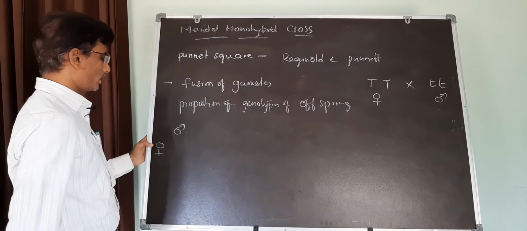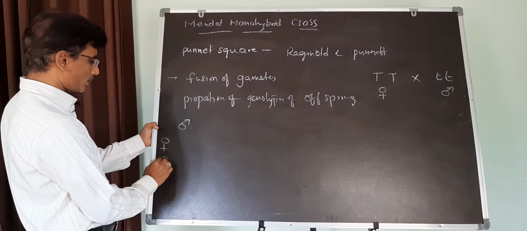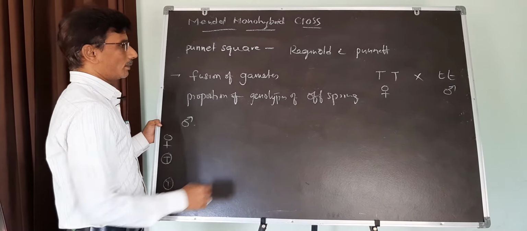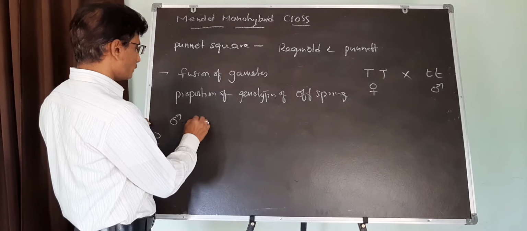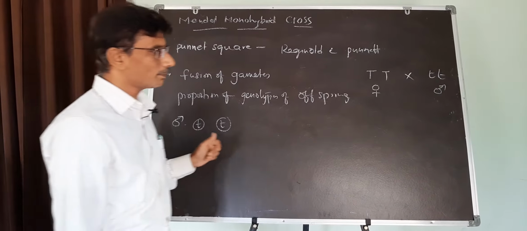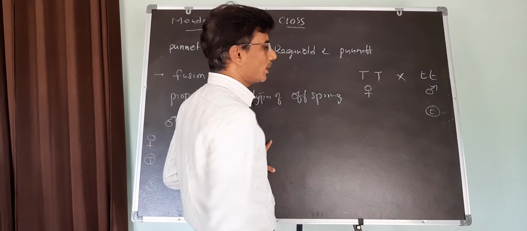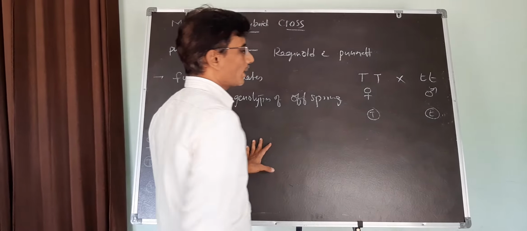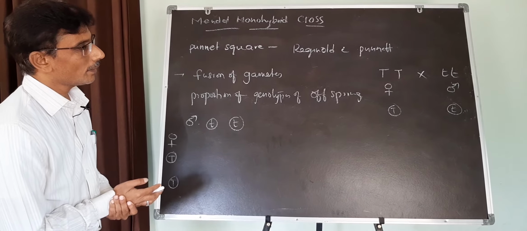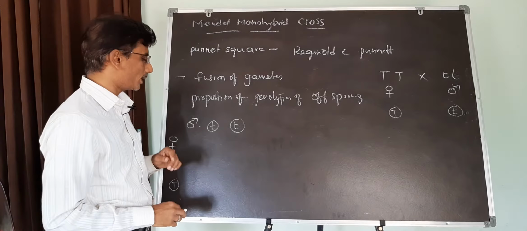So, the tall plant produces capital T gametes only. This dwarf plant produces only one type of gametes, small t gametes. So, only one type of gametes is produced by the homozygous plants, which we have taken as parents.